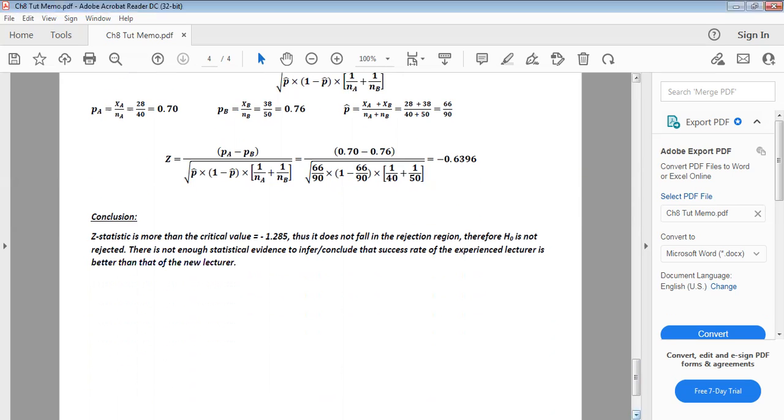So that's the end of our Tut today. Any question? So you make a conclusion. Your conclusion will be saying that we do not reject because it doesn't fall into the rejection area. Therefore, H0 is not rejected. There is not enough evidence to prove that the success rate of experienced lecture is better than that of the new lecture.